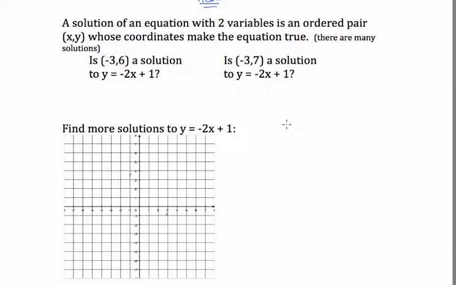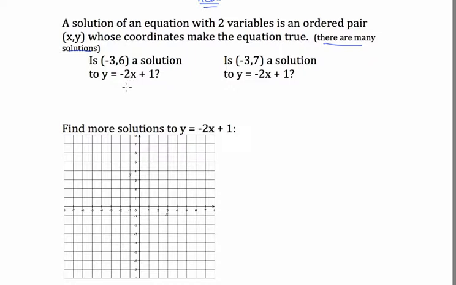At the top of the page, when there was one variable, we found one solution. When there are two variables in an equation, there will be many different solutions. So what does a solution look like? A solution is an ordered pair where the x and y coordinates, when you put them in for x and y into your equation, make a true equation.